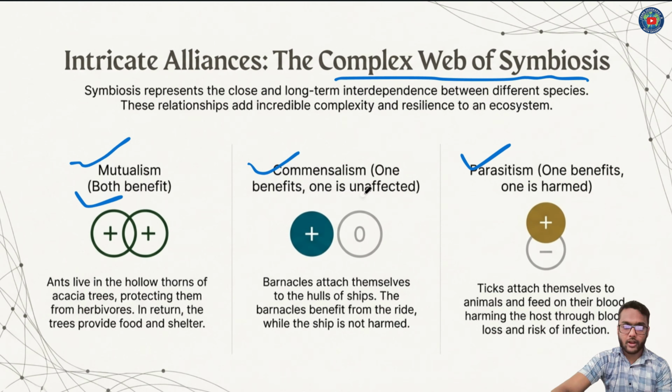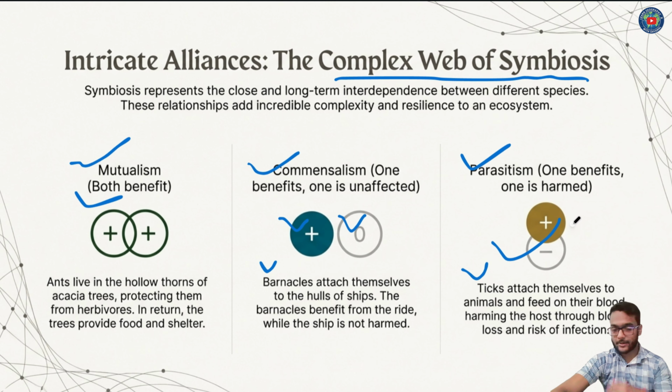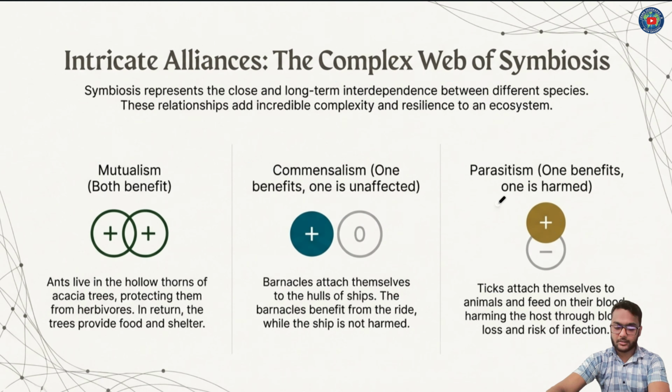Commensalism: one benefits, one is unaffected. Okay, barnacles attach themselves to the hulls of ships. The barnacles benefit from the ride while the ship is not harmed. Okay, one is benefited, the other is not affected. Parasitism: one benefits, one is harmed. Okay, ticks attach themselves to animals and feed on their blood, harming the host through blood loss and risk of infection. Another example of parasitism is mosquitoes. They take blood from human beings and harm the human body. Okay, these are the three basic types of symbiosis.